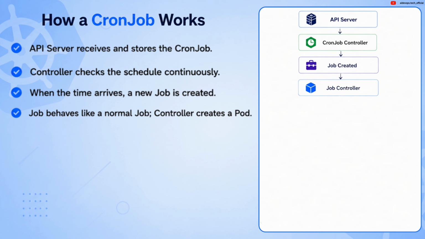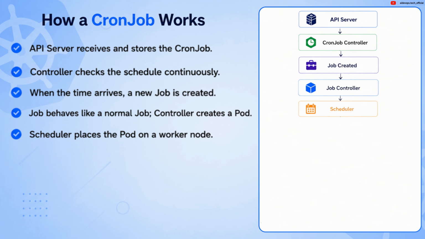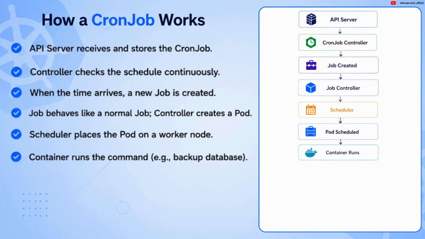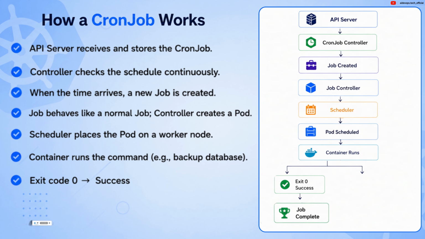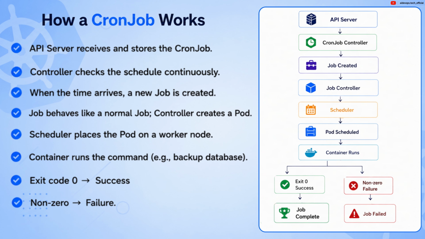The job controller creates the pods. The scheduler places a pod on a suitable worker node and the container runs your command, such as backing up your database. When the container finishes, Kubernetes checks the exit code. If the exit code is equal to 0, it means the job completed successfully. If the exit code is non-zero, it means the job has failed. And at the next scheduled time, the cron job controller creates a brand new job and repeats the cycle, regardless of whether the previous job succeeded or failed.